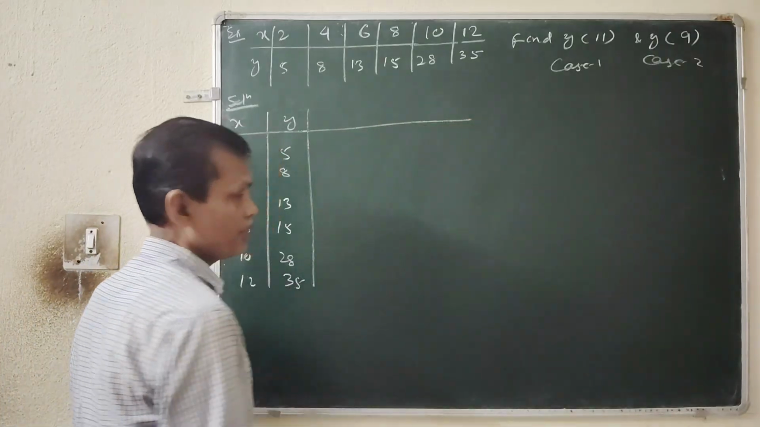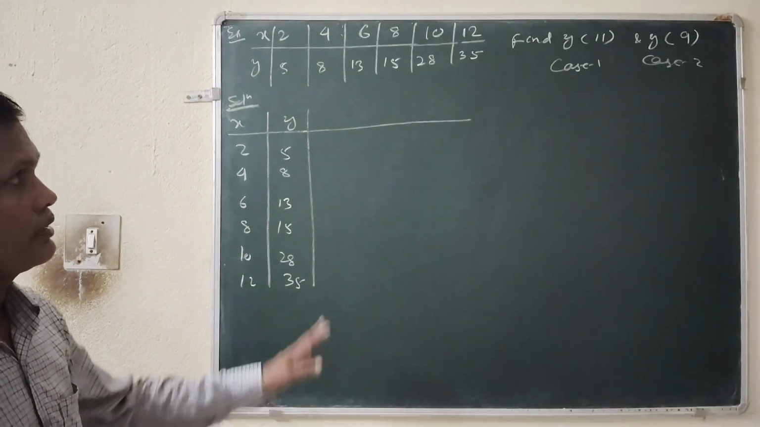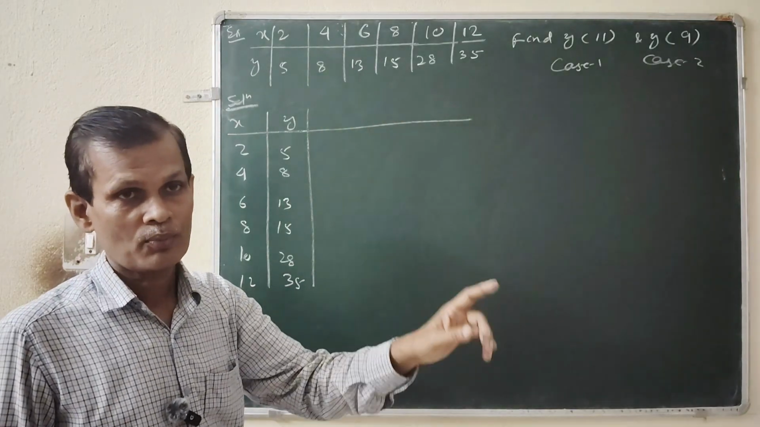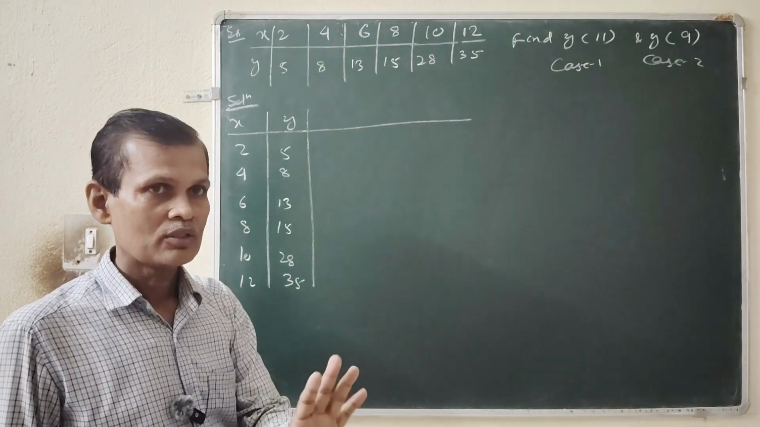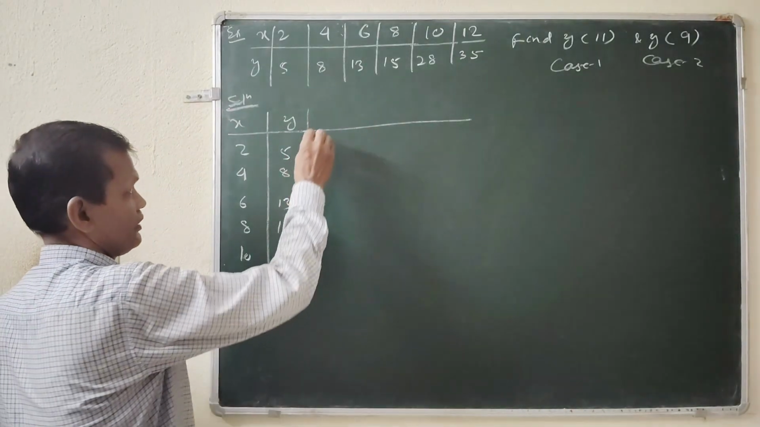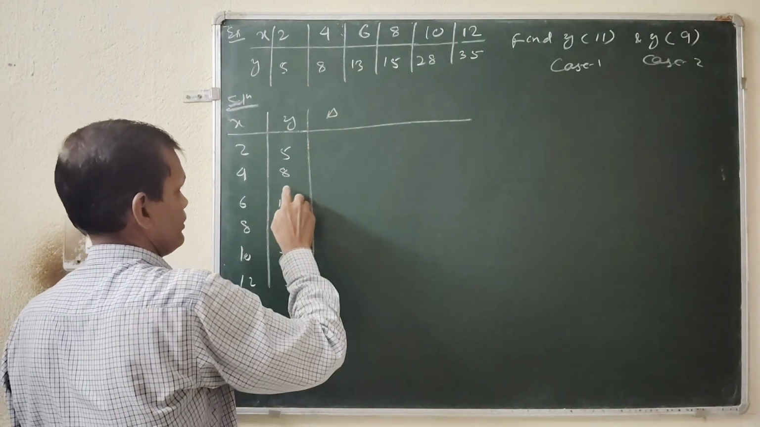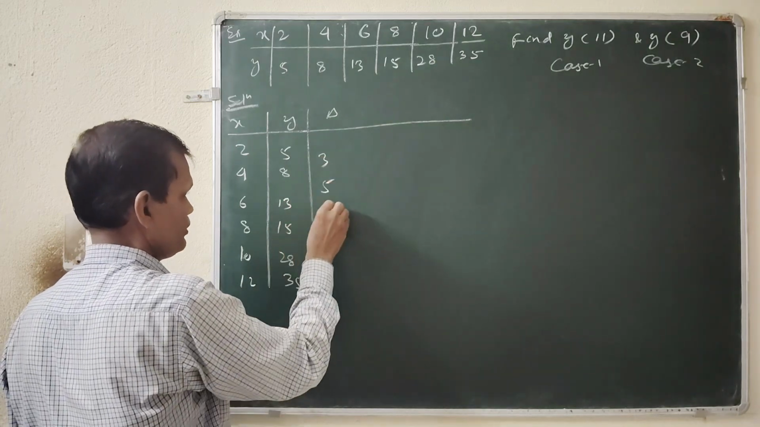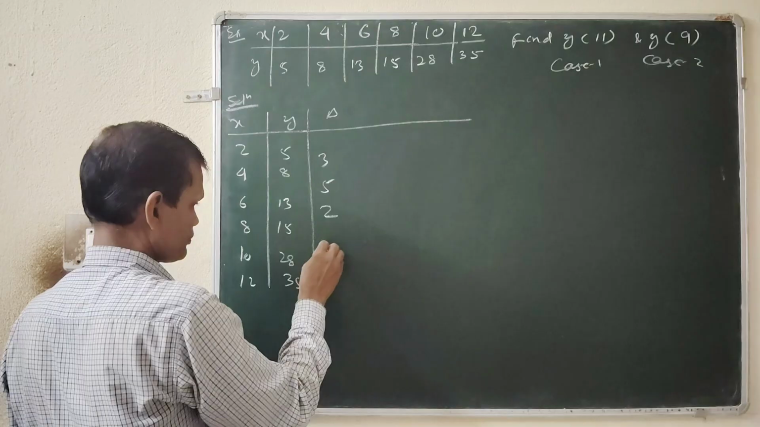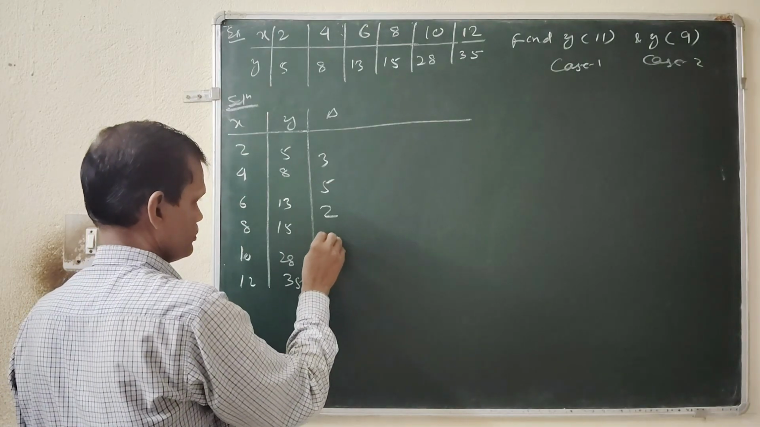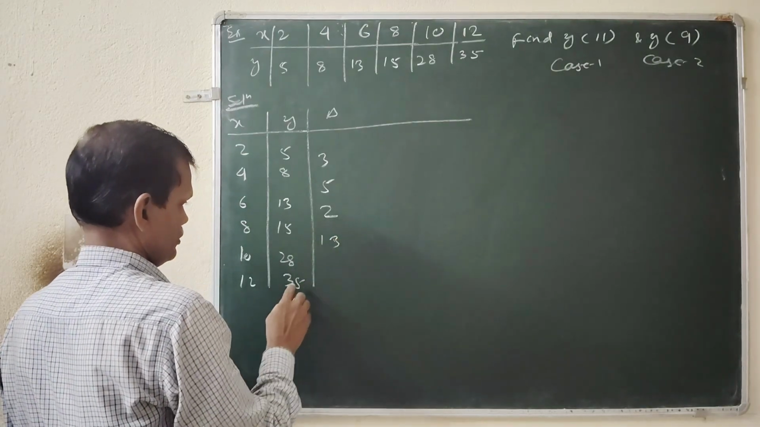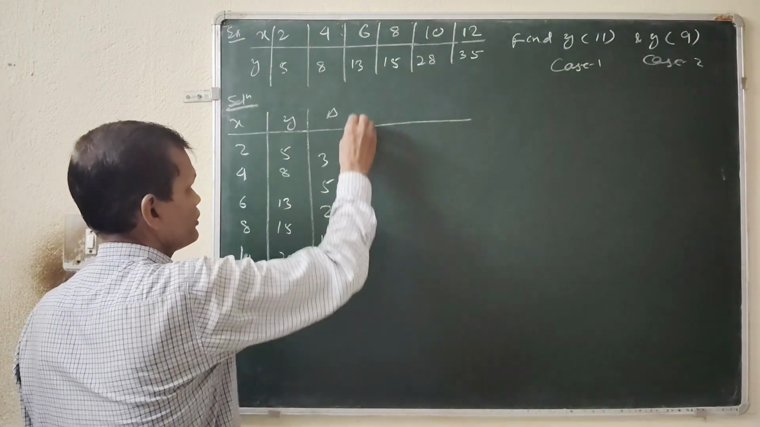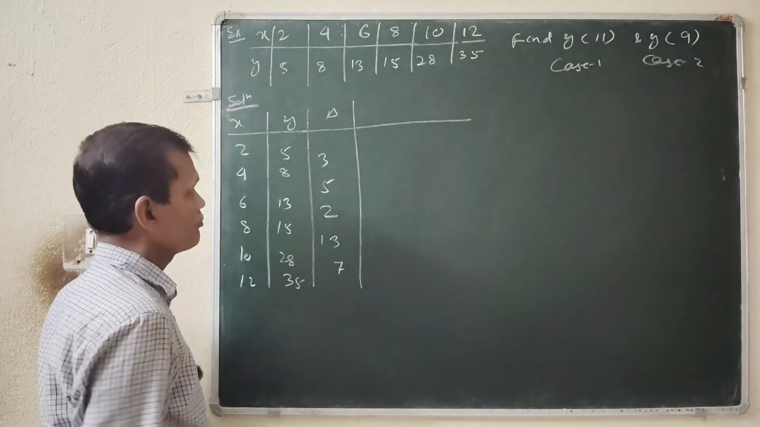Even if we have decided that we have to work out by Newton's backward difference interpolation formula, still you have to make the forward difference table. That is important. You write delta. 8 minus 5, 3. 13 minus 8, 5. 15 minus 13, 2. 28 minus 15, 13. 35 minus 28, 7. Okay. So this is our forward difference table, first order.